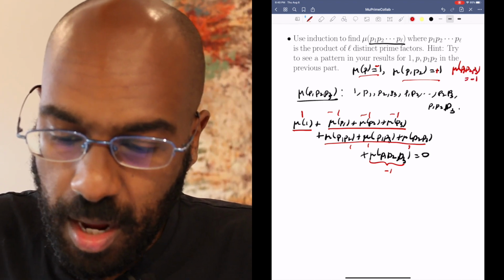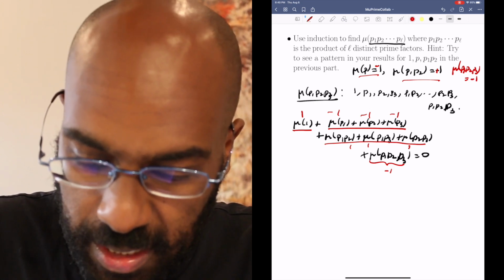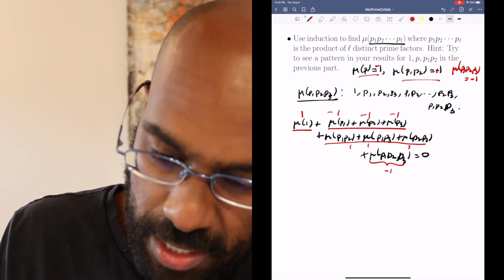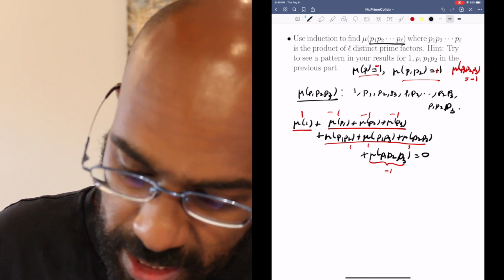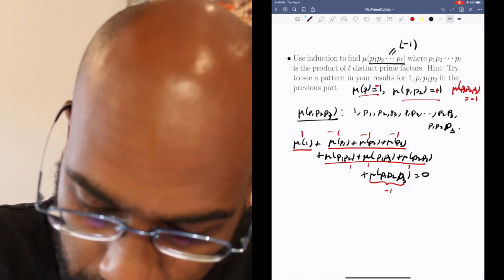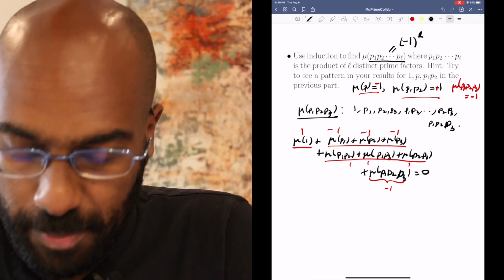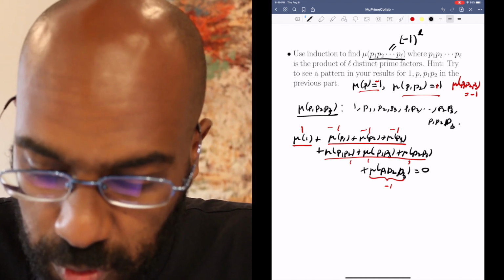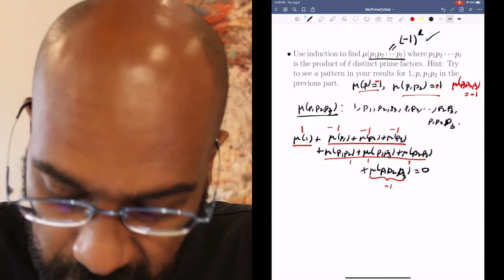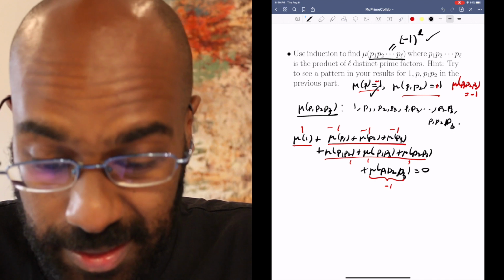So we see that the number of distinct primes we have makes the sign of this negative flip. If we have 1, we get -1. 2, we get 1, and 3, we get -1. So it seems in general, maybe, that our conjecture is that this value here is -1 to the number of primes in our list. But of course, the question is, how do you actually go about proving this? So the base case would be when L is 1, and we've established that this actually works in the base case.